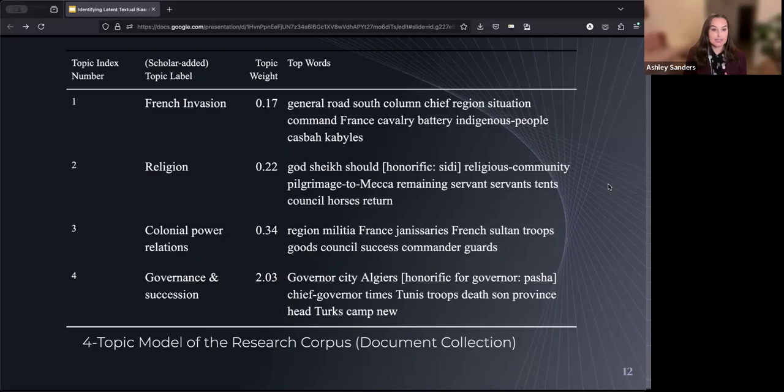And we also see topics on religion, colonial power relations, and then the biggest topic, the most important topic, the one that's most represented in the corpus is, of course, on governance and succession. That isn't surprising because the sources are chronicles. So this appears throughout each of the models that I built. This is the most significant topic. But I was curious about the other topics that also emerged.